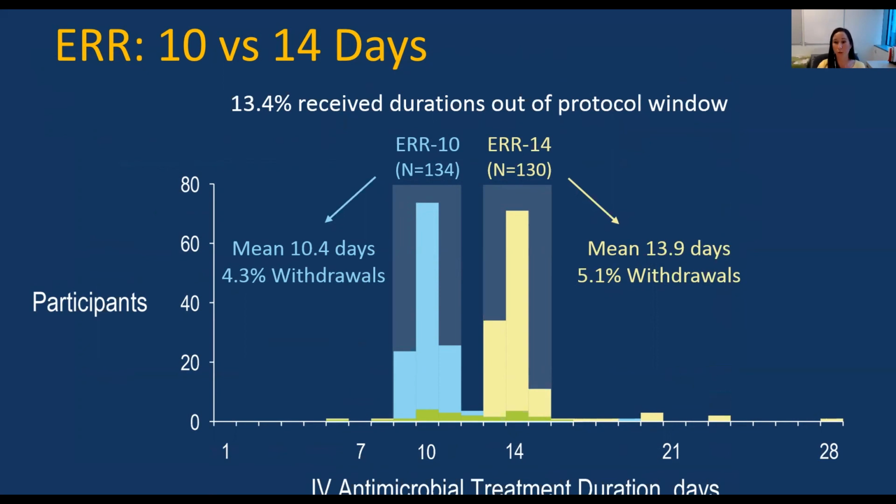In the ERR group, the antimicrobial treatments were more likely to be of excess duration in that 10-day treatment group, where all 14 went long. The violations went long outside of the 11-day window. And duration deviations in the 14-day treatment group were both shorter: 12 were too short and out of protocol, and 9 were too long in that 14-day group. But in general, you can see the mean treatment duration was 10.4 days as compared to 13.9 days, and the withdrawal rate was low.